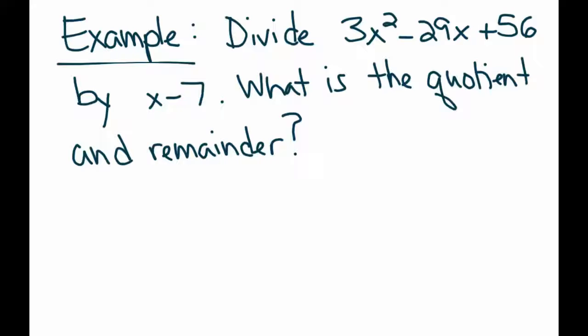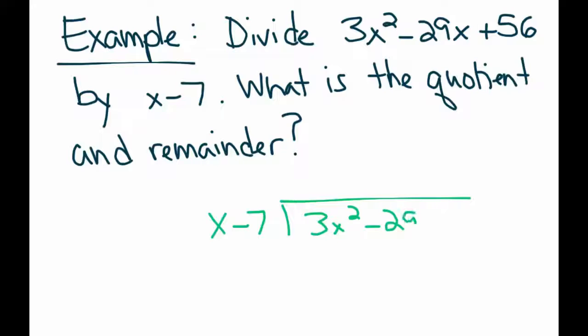On your own, I'd like you to try dividing 3x squared minus 29x plus 56 by x minus 7. As a matter of fact, I'll help you out. X minus 7 goes on the outside of the division symbol, and underneath of it is the 3x squared minus 29x plus 56. The quotient is the answer to a division problem, and the remainder is, at the very end of the problem, what are you left with?